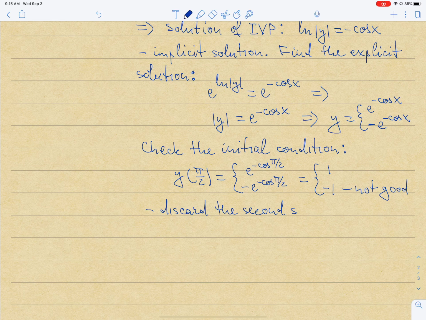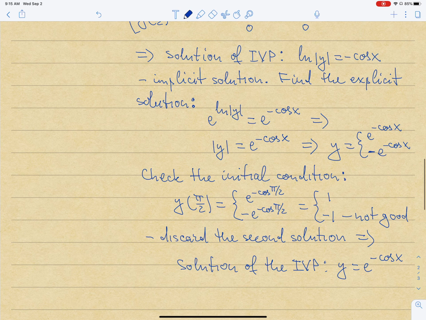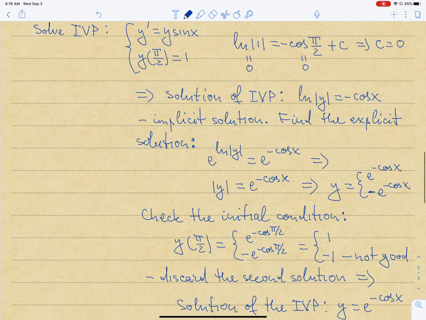And once we have done that, so therefore, solution of the IVP is going to be y equal to e to the minus cosine of x. Right, so we solved the initial value problem completely.